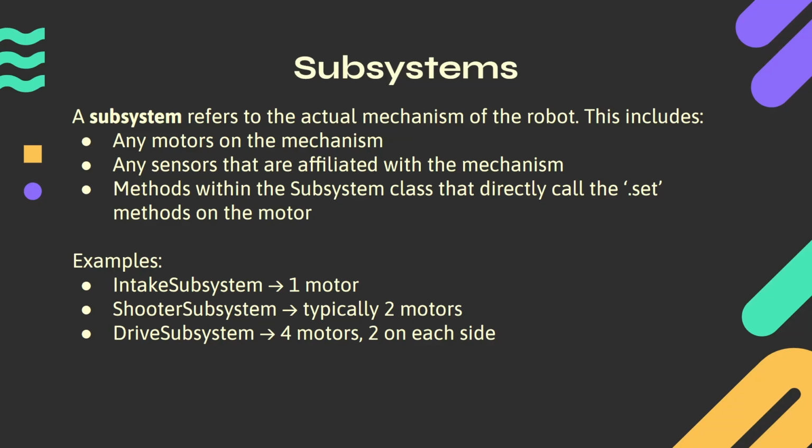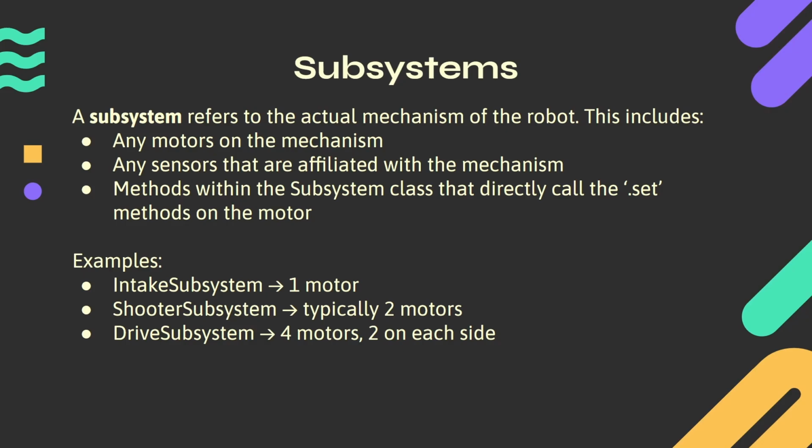In command-based programming, the first big concept is the idea of a subsystem. A subsystem refers to the actual mechanism of the robot. This will include any motors that are on the mechanism, any sensors that are affiliated with the mechanism, and methods within the subsystem class, the parent class that defines your subsystem, that directly call the .set methods on the motor. Those are the three main responsibilities of a subsystem.